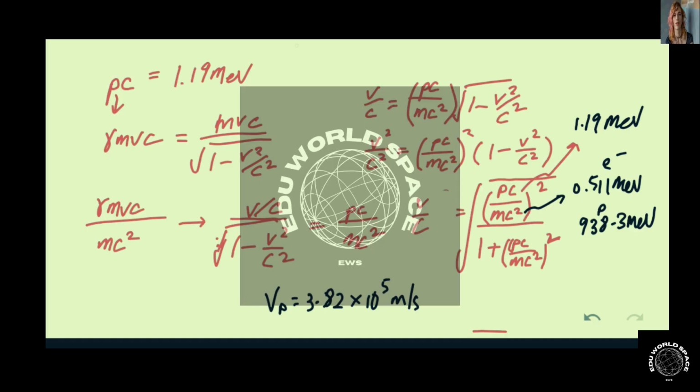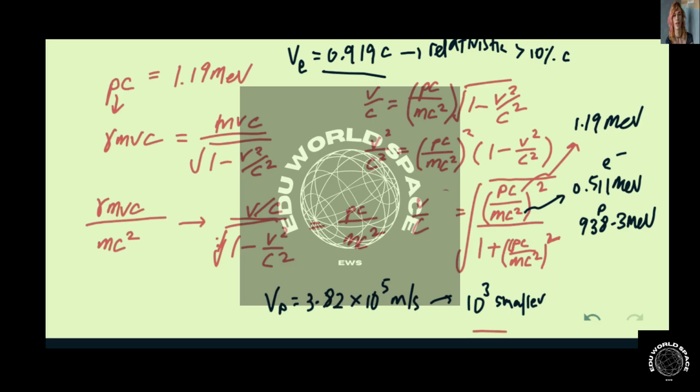On the other hand, for our electron, you will get a very close number to c, in fact 0.919 c, and this tells us that our electron is relativistic because it is more than 10% of the speed of light. On the other hand, the velocity of our proton is 3 orders of magnitude smaller than the speed of light, and so it is not relativistic.